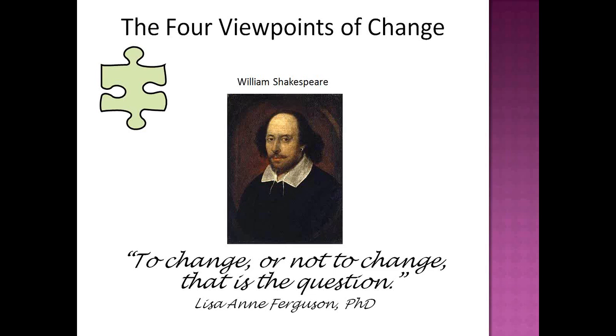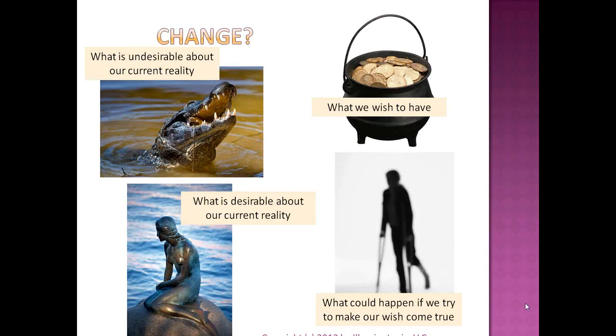So let's briefly talk about what the four viewpoints are. As I mentioned earlier, Ellie started talking many years ago about the alligator, the mermaid, the pot of gold, and what we now refer to as crutches. The alligator is, you're in a situation, and you are thinking, should I change or not? Or should my organization change or not? And one or more of these are going to affect your decision about change and whether or not you do it effectively or even move forward on it.